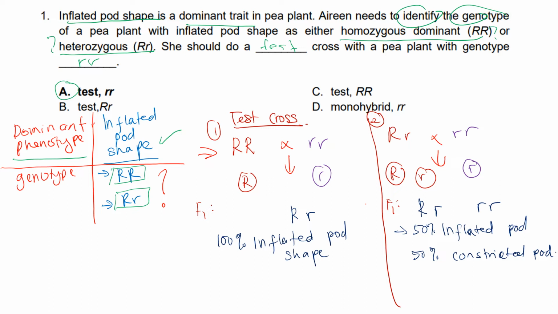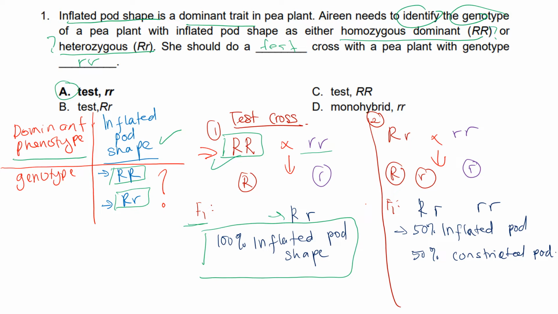There are two outcomes. If the unknown individual is homozygous dominant, capital R, you cross with homozygous recessive, small r, and you would get the F1 generation, or the offspring, in the heterozygous condition. This heterozygous offspring would exhibit the dominant phenotype. So in the F1 generation, if all of the offspring show the dominant phenotype, which is inflated pod shape, it means that the unknown individual is homozygous dominant.